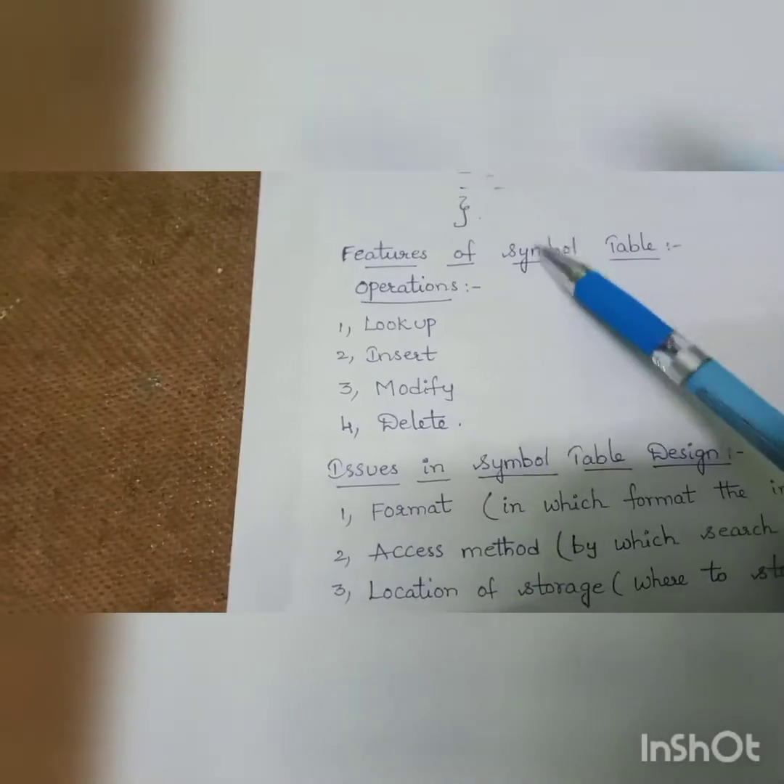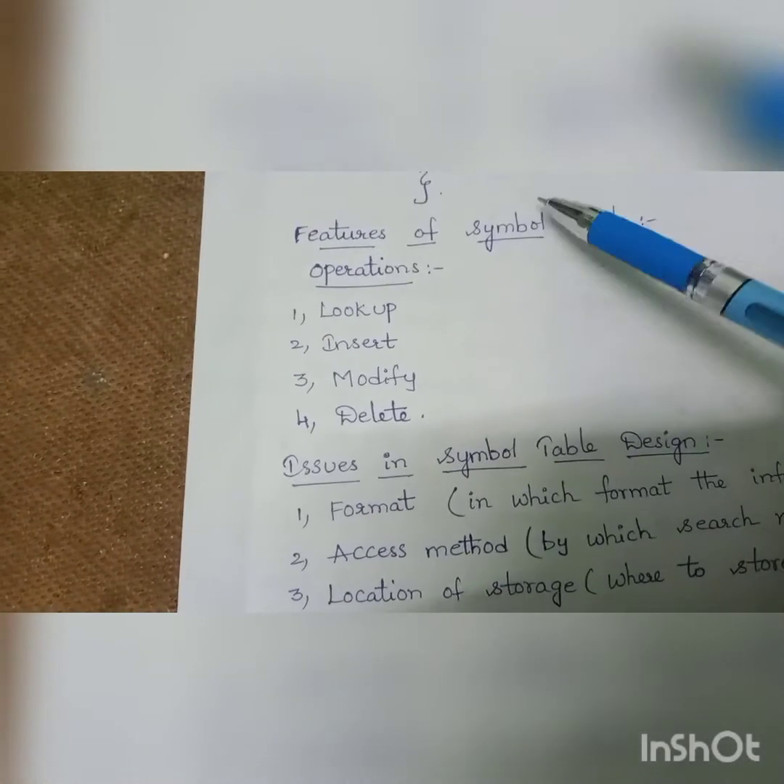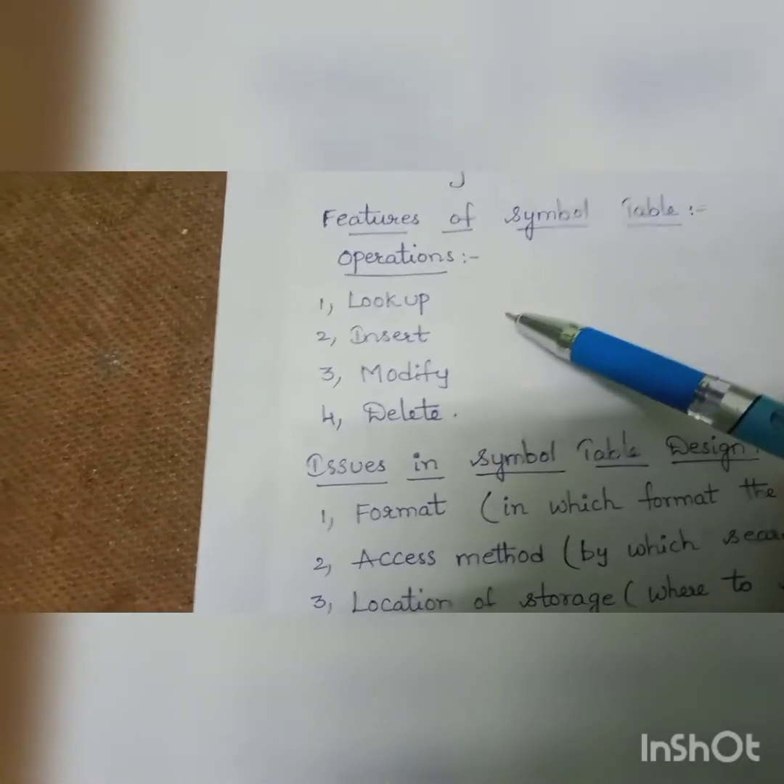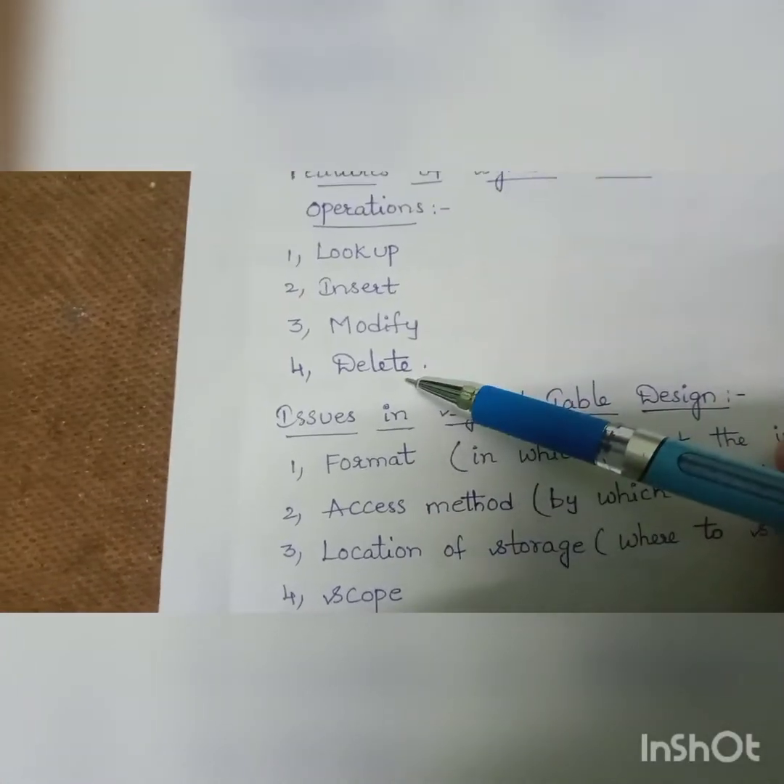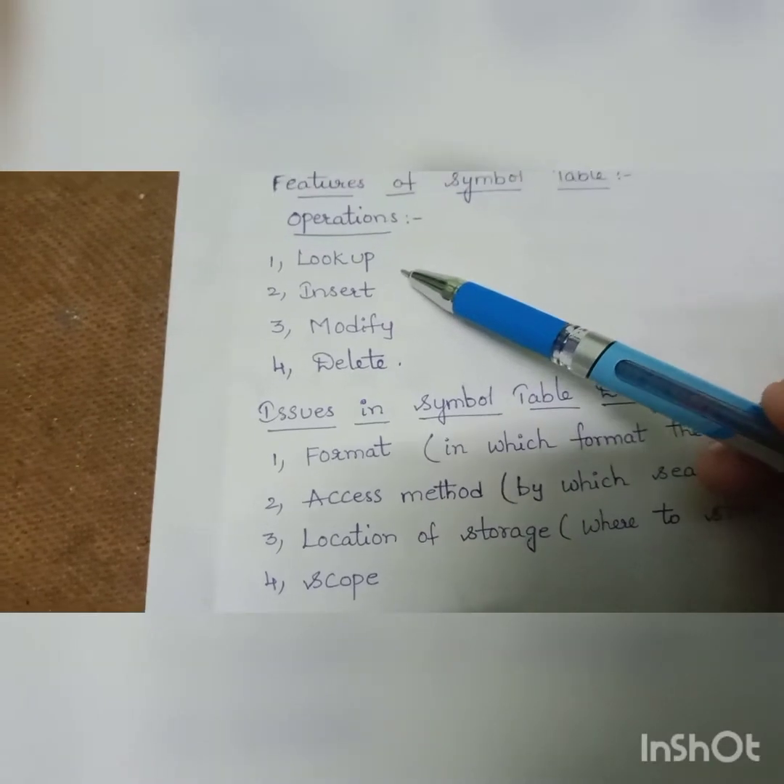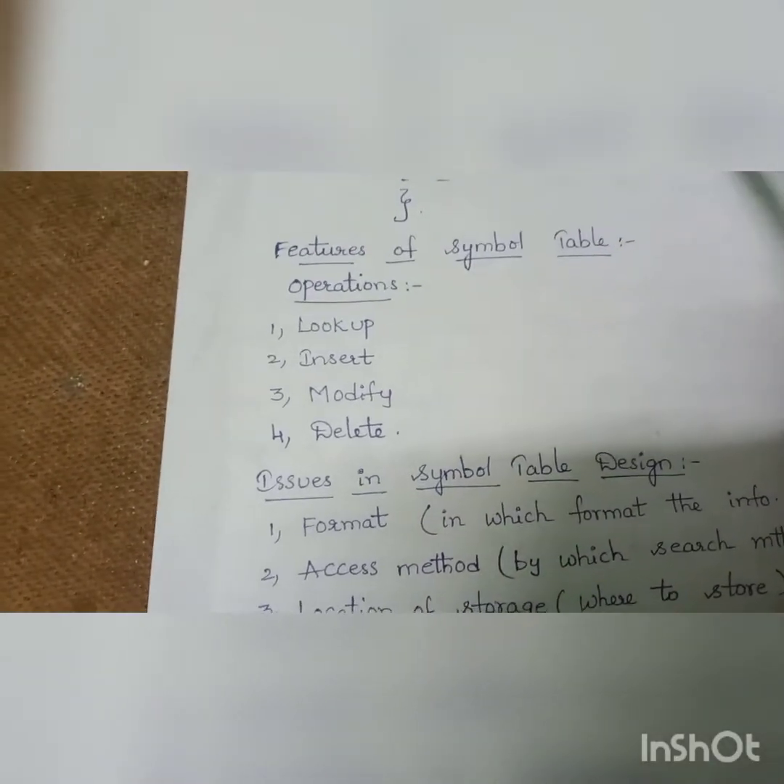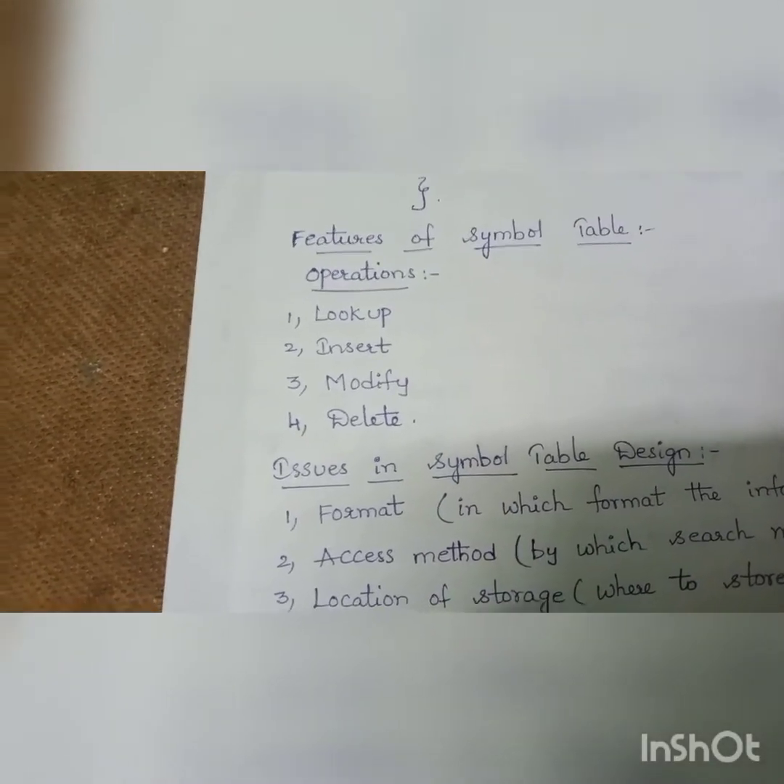Next, the features of this symbol table. It performs some operations like lookup, insert, modify, and delete. A lookup is nothing but checking in the symbol table whether the entries are there or not.